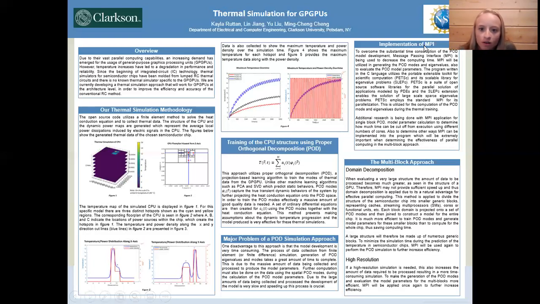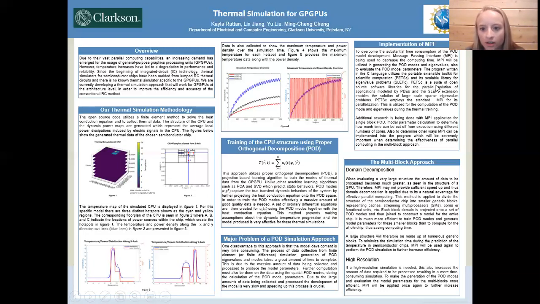Implementation of MPI. To overcome the substantial time consumption of the POD model development, MPI, or message passing interface, is being used to decrease the computing time. MPI will be utilized in generating the POD modes and eigenvalues, also to evaluate the POD model parameters. The program, written in the C language, utilizes Portable Extensible Toolkit for Scientific Computation, also known as PETSc, as well as SLEPc, the scalable library for eigenvalue problems.